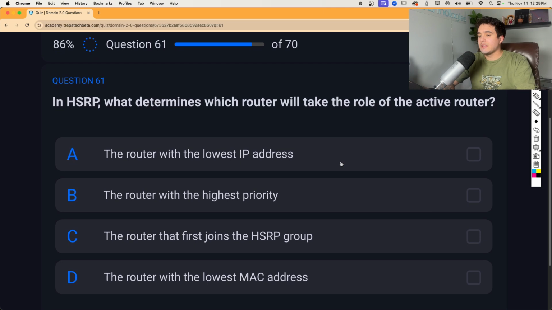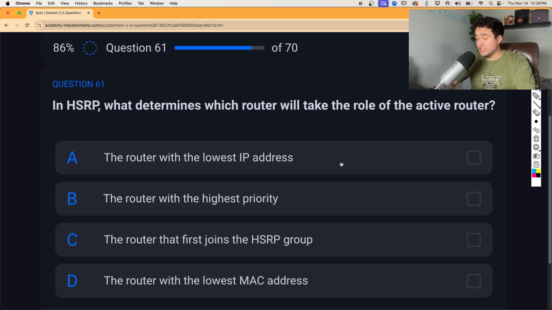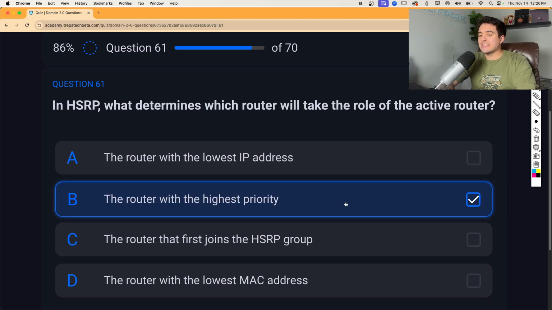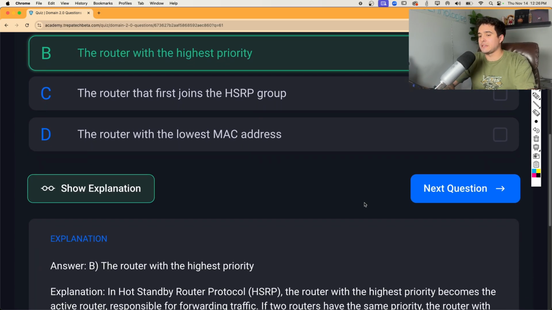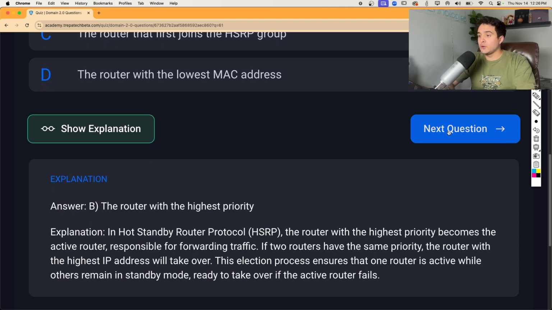Question 61. In HSRP, the Hot Standby Router Protocol, what determines which router will take the role of the active router? That's going to be the router with the highest priority. So HSRP has a priority of 1 to 255, default being 100. Higher priority wins between the two routers, and that's what you configure on the actual interface that will be participating in HSRP. Pause the video to read the explanation.